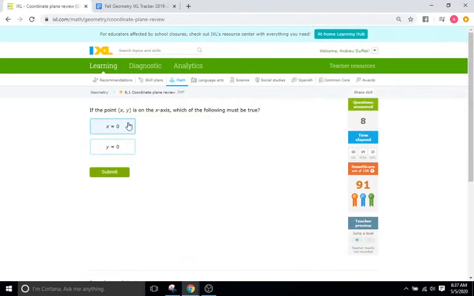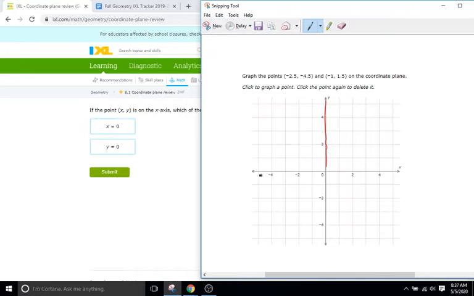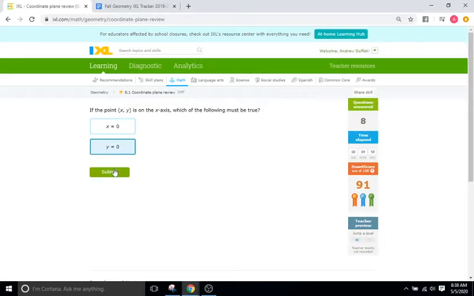If the point x comma y is on the x-axis, which of the following must be true? So if it's on the x-axis, that means that y is always going to be equal to 0, right? No matter where you are on the x-axis, y is going to be equal to 0. You're always going to be on the same plane that way.